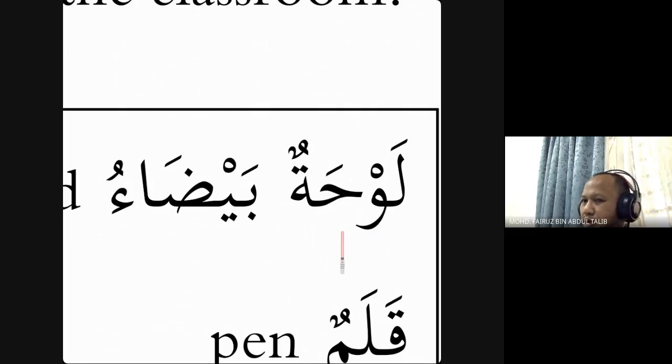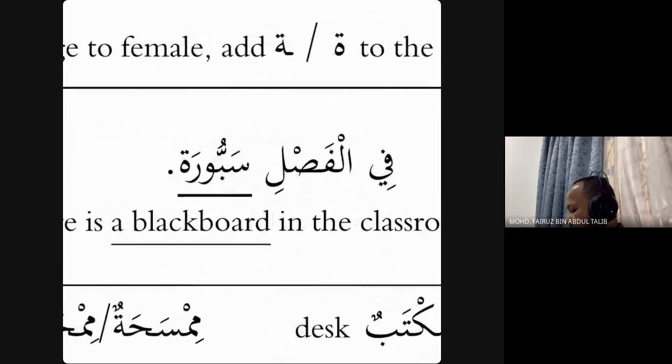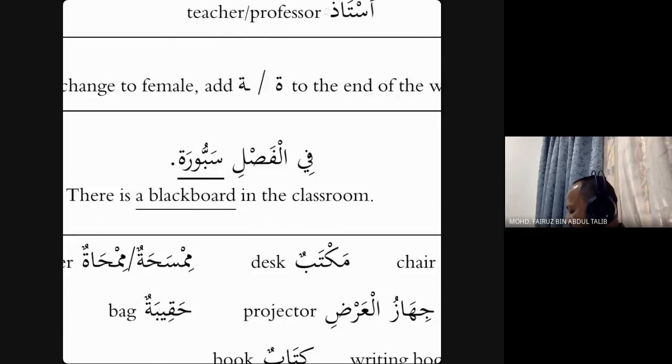Lauha, board. Whether it is an announcement board, any kind of board that you put on the wall, that is called lauha. So in the classroom, we have our lauha. Lauhatun baida. So lauha baida. That is the direct translation for the word whiteboard. So you can use sabura baida or lauha baida. So the sentence: Fil fasli lauha baida. Or fil fasli sabura baida. Alright, so that is the second object.